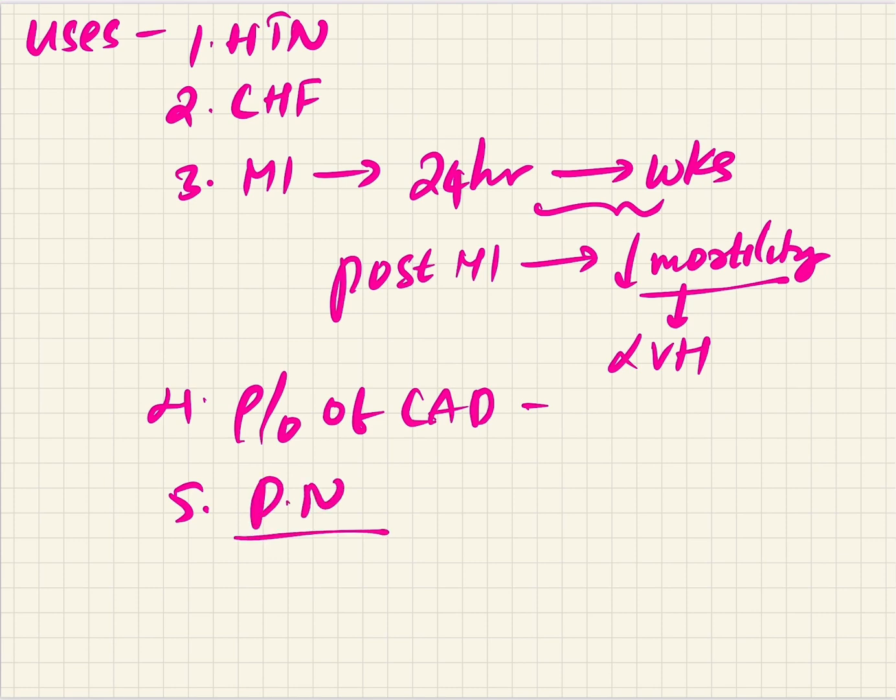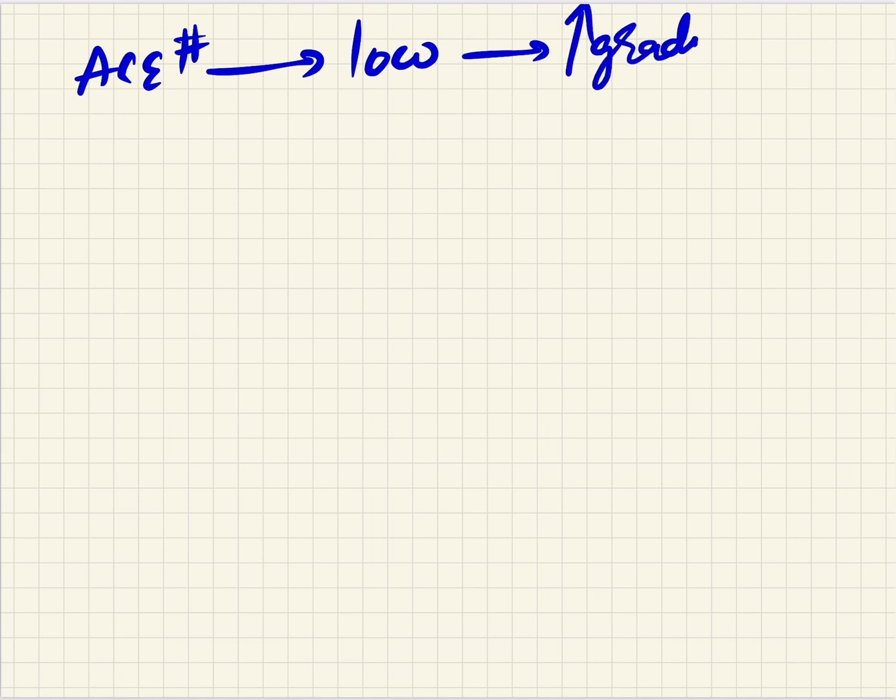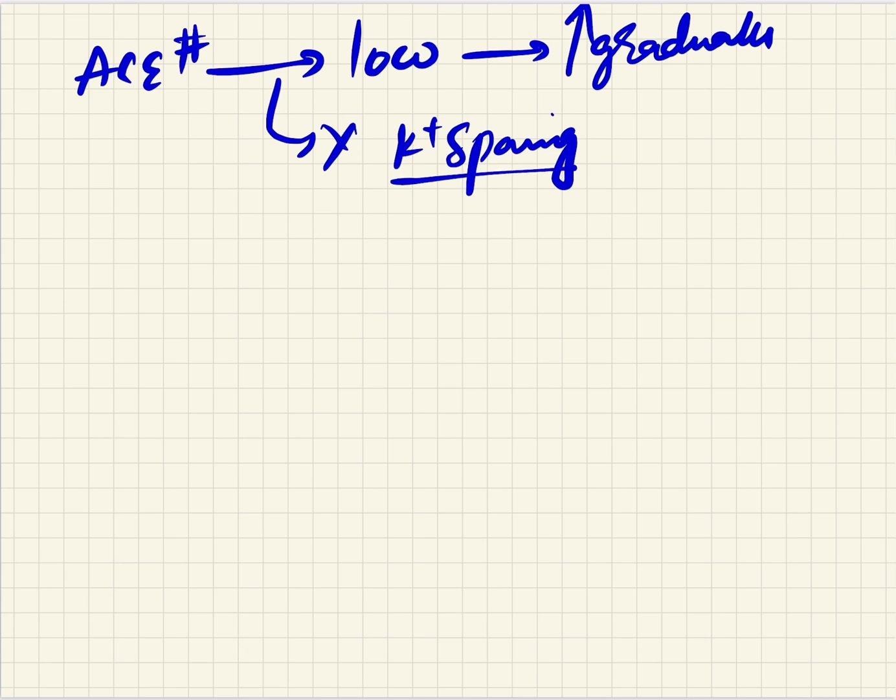So, what are all the precautions you need to take while using these ACE inhibitors? They have to be started at very low dosages because they have the first dose phenomenon. That is, when you give it for the first time, there will be a very rapid hypotension, and therefore it has to be started at a low dose and then increased gradually. And it should not be combined with potassium sparing diuretics because we know that these ACE inhibitors will cause hyperkalemia, and when you use them along with potassium sparing diuretics, it will aggravate that.